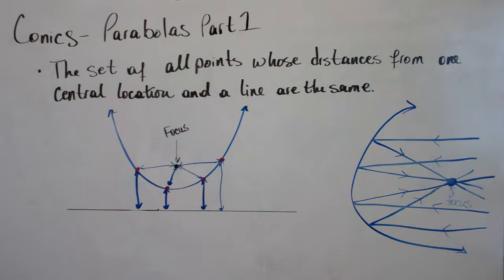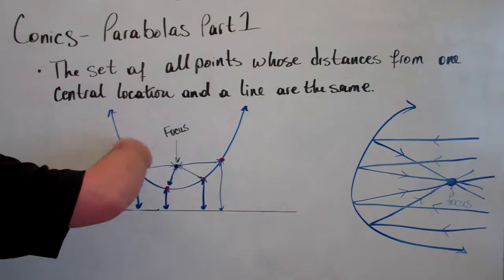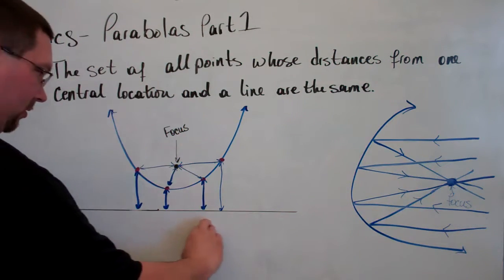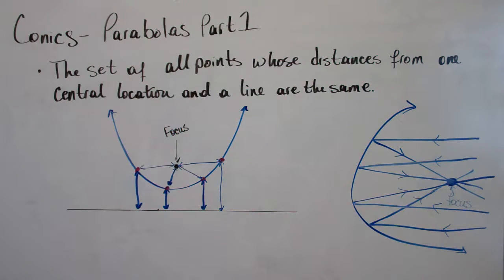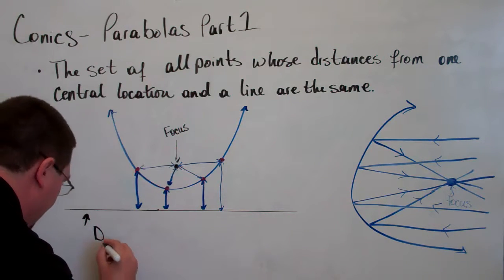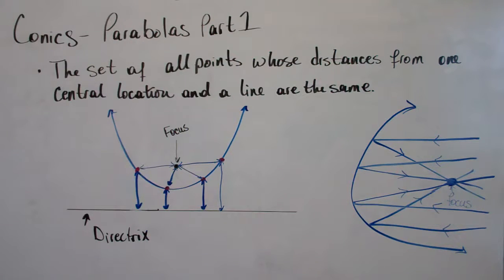So, parabolas. Parabolas by definition are the set of all points whose distance from one central location and a line are the same. That one central location is the focus point of your parabola. And the line is, if this opens up, a horizontal line below your parabola. That line is called the directrix. It's kind of weird to say. That's your directrix line, which we'll get to in the next video, more about that line.